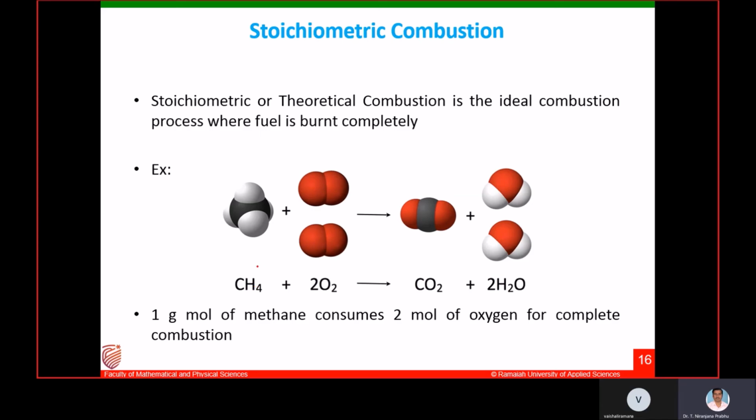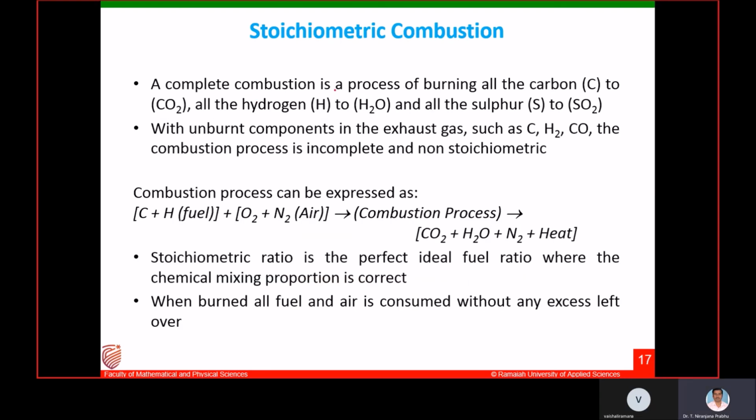In internal combustion, several such hydrocarbons with relatively higher molecular weight will be there. So stoichiometric or theoretical combustion is the ideal combustion process where fuel is burnt completely. One example: methane plus 2 oxygen molecules giving rise to carbon dioxide and 2 water molecules. A complete combustion is a process of burning all carbon to carbon dioxide, all hydrogen to water molecules. If sulfur is there, all sulfur to sulfur dioxide. If nitrogen is there, all nitrogen to oxides of nitrogen. It may be NO or it may be NO2.